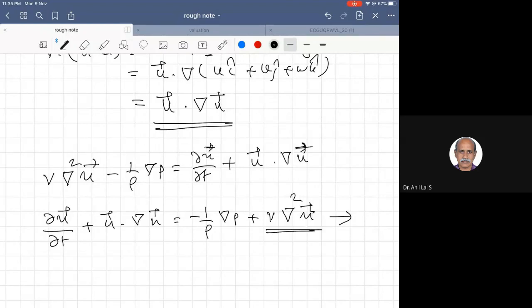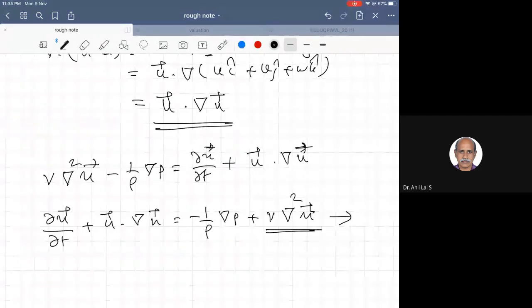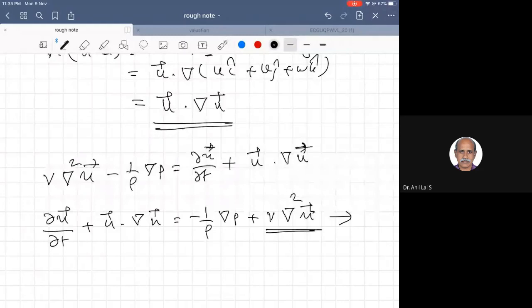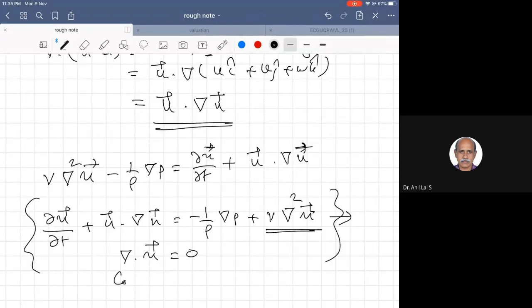By considering this viscous term, it is the Navier-Stokes equation. When we generally talk about the Navier-Stokes equation, which is the governing equation of viscous fluid motion, we also write the continuity equation along with the momentum equation. So the complete Navier-Stokes equations include the continuity equation also, that is ∇·u = 0.